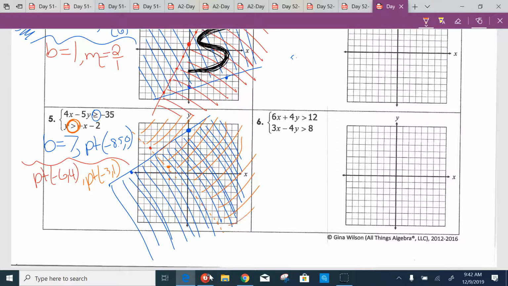Well, is there a space where my red and my blue intersect? And sure enough, there is. That space is where my solution zone is. So my solution zone is going to be above the red dash line and below the blue solid line. So all this over here is my solution zone.